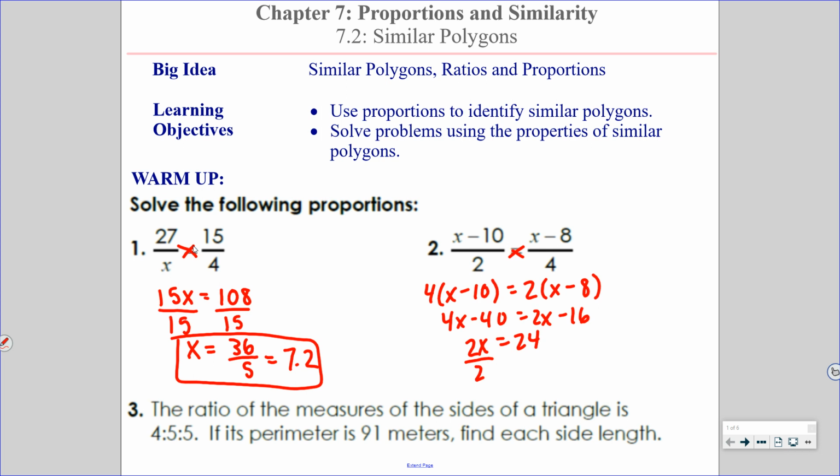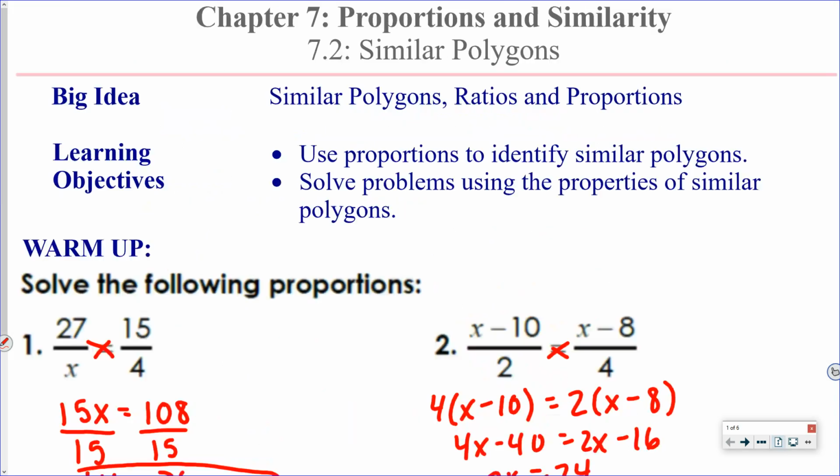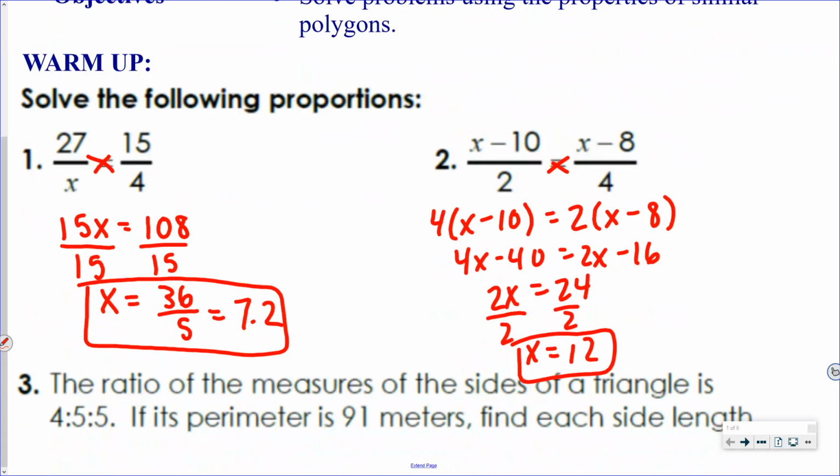X is 12. Yep, that's right. X is 12. And number 2. Okay, how are we doing those? Got that down? We have to know how to solve proportions in order to do the lesson today. So, all right, and then the last one here.